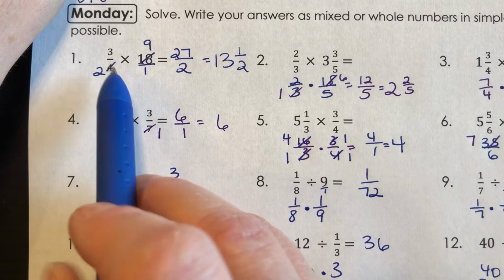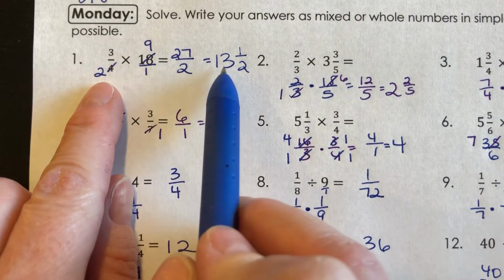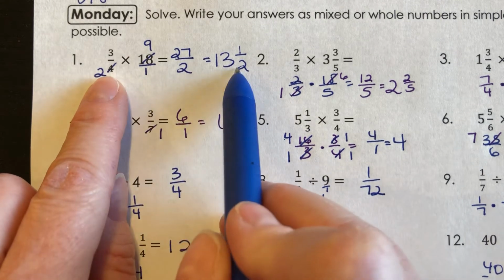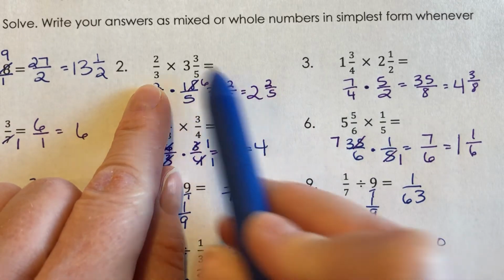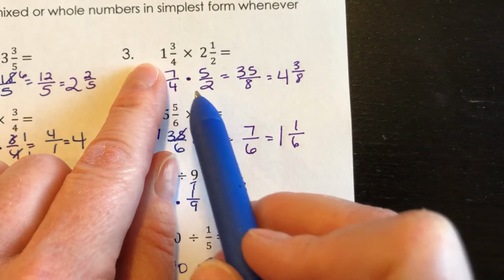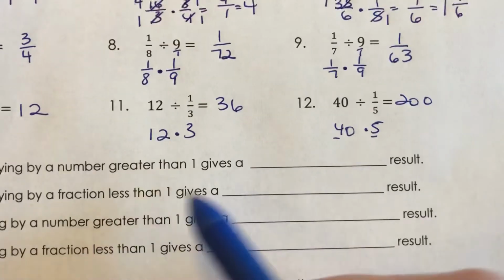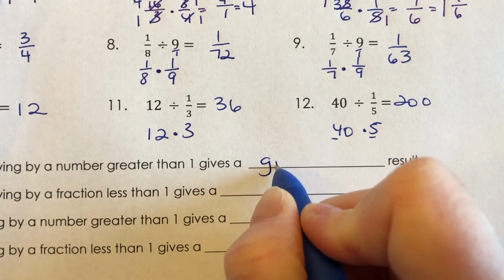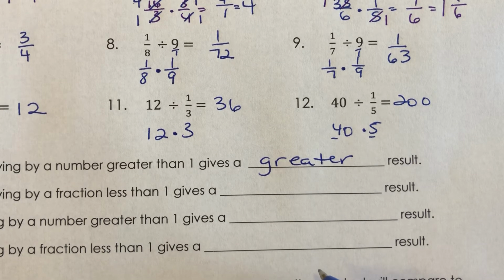So when you compare the number that you start with to your end result, when we multiply by a number greater than 1, isn't 13 1/2 greater than 3/4? Yes. And 2 2/5 is greater than 2/3. And 4 3/8 is greater than 1 3/4. So if you multiply by a number greater than 1, it gives you a greater result. Right? We end up with more than what we started with. So when you multiply by a number greater than 1, you get an amount that's greater than what you start with.